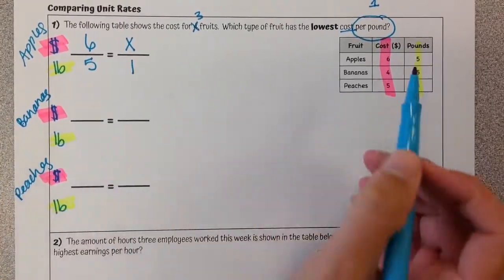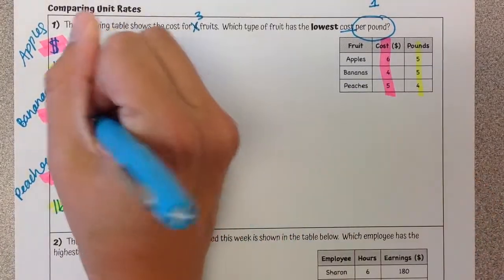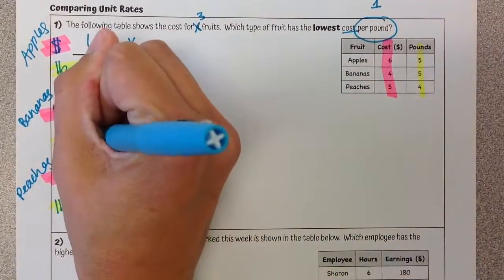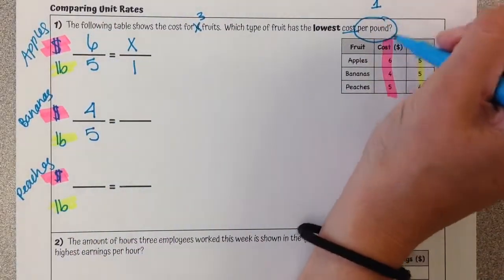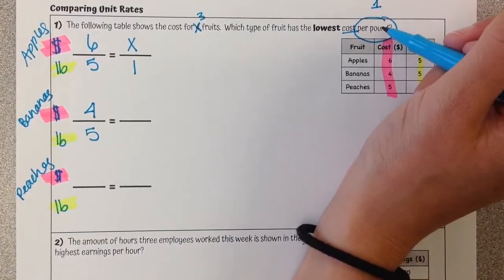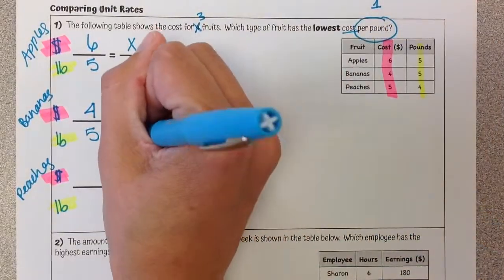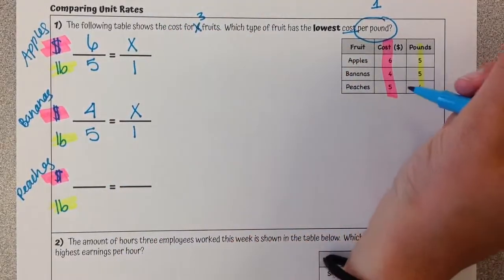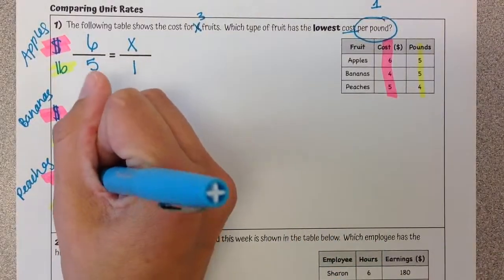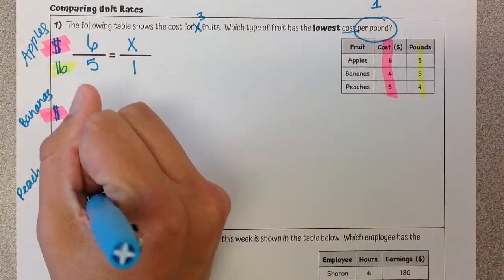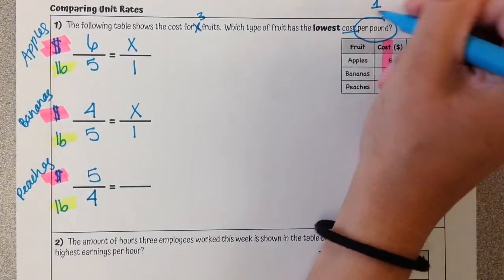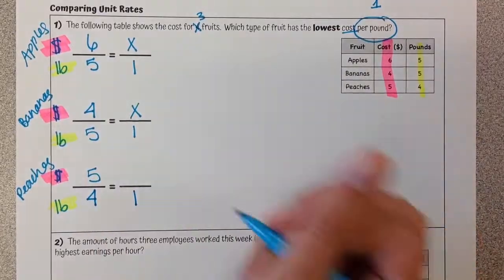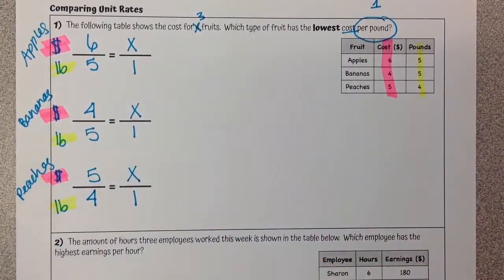So the next proportion for bananas, the cost is $4 per 5 pounds. Same thing, it's going to be using the same scenario. We want to know what the cost is per 1 pound. So pounds is 1, that's on the bottom. We are solving for the cost. And our last one, the cost is $5 for peaches for 4 pounds. Using this same scenario, what's the lowest cost per 1 pound? Our unknown is the cost.